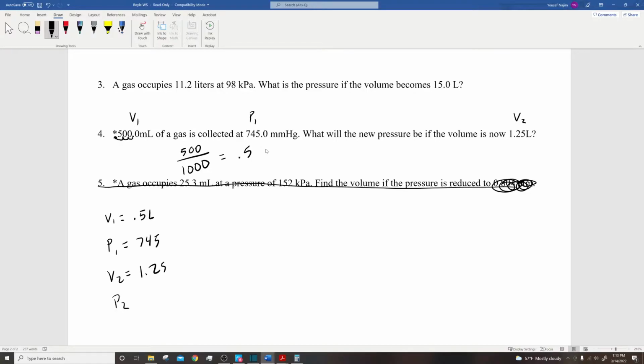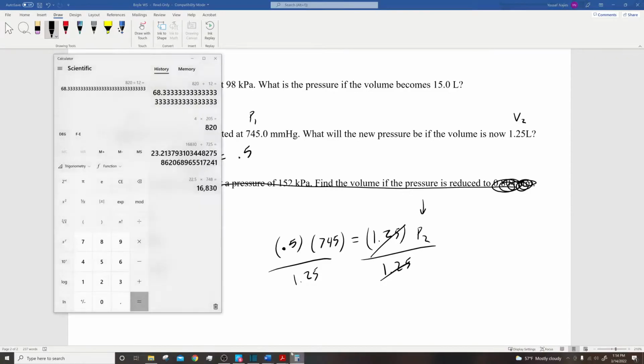So let's go ahead and plug this in. We have 0.5 in parentheses, 745 in parentheses equals 1.25 in parentheses times P2. Now all we got to do is isolate our variable. To do that, we're going to divide both sides by 1.25. That's going to cancel. Now we plug it into our calculator.